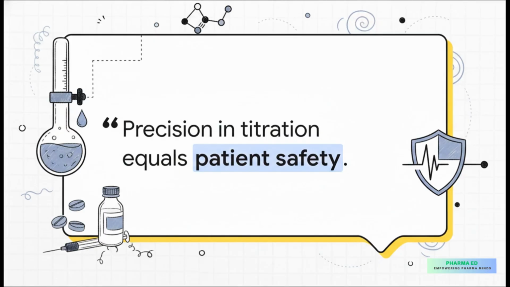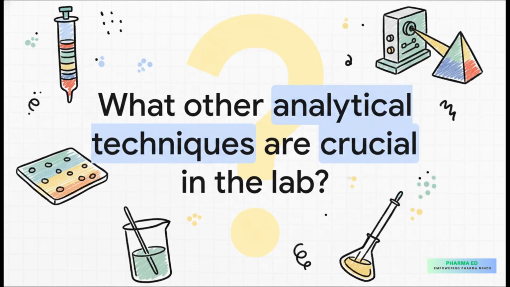Let's wrap this up with a final thought. Why are we so obsessed with precision? Why does one single drop matter so much? Because at the end of the day, that precision in your titration lab translates directly into patient safety. It's what ensures that every tablet, every syrup, and every injection has exactly the right dose to be both effective and, most importantly, safe.